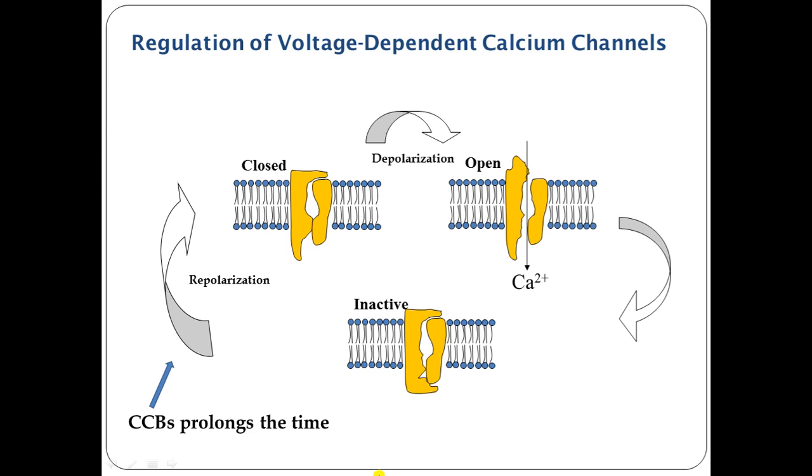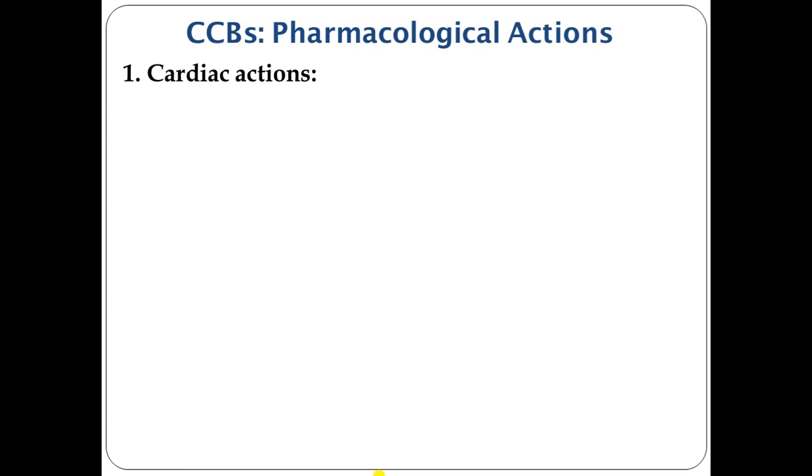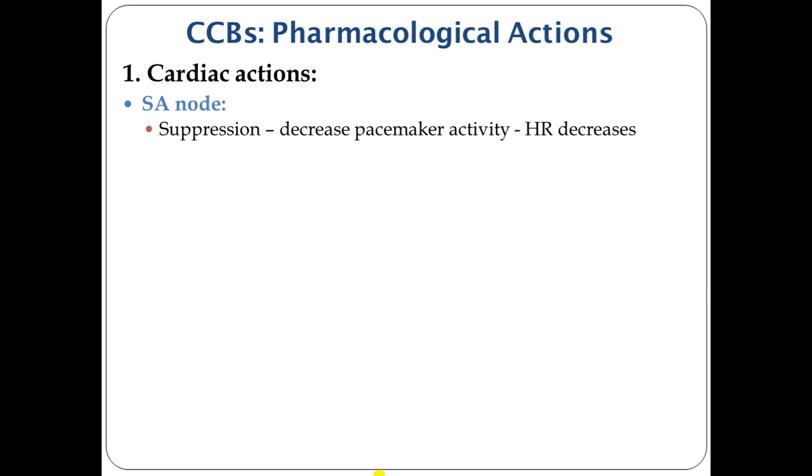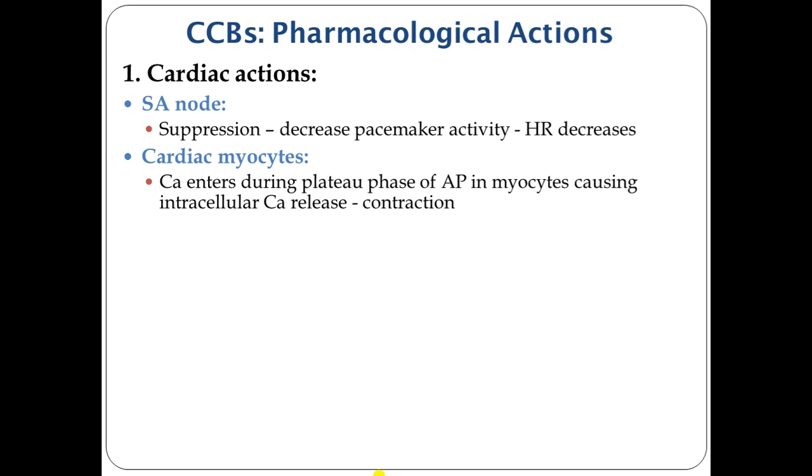So the closed time of the channel is higher as compared to the open time. Now we see the pharmacological actions of calcium channel blocker. Of course, the first actions would be on cardiac tissues. On SA node, it causes suppression. It decreases the pacemaker activity of the heart and decreases the heart rate.